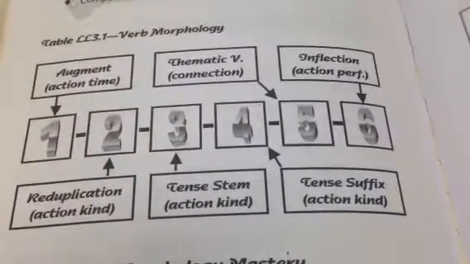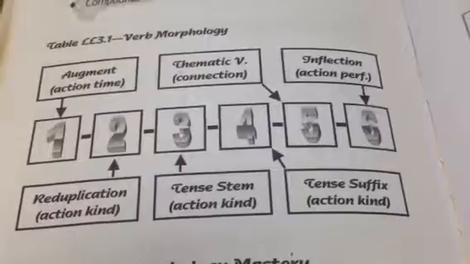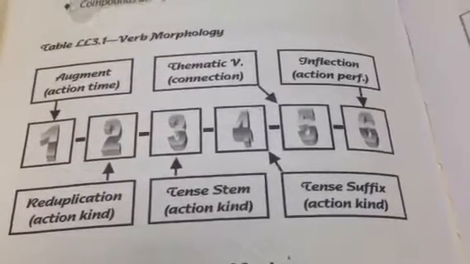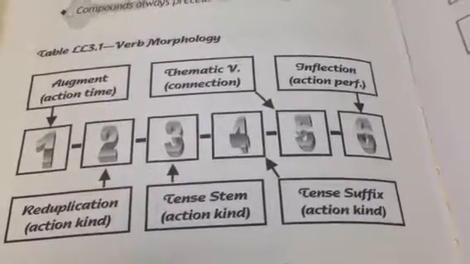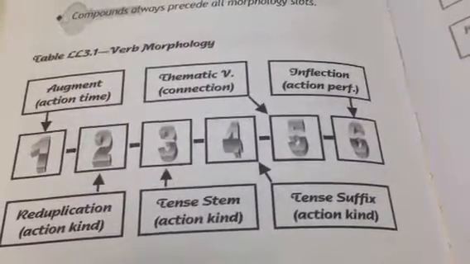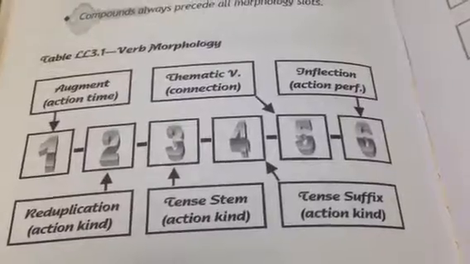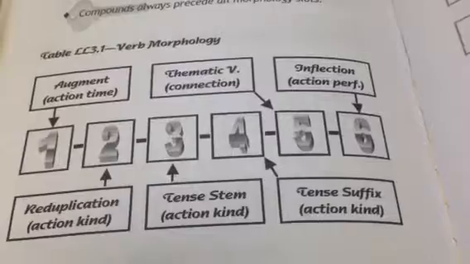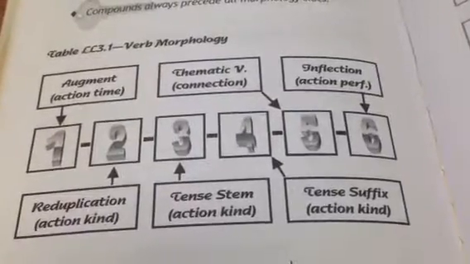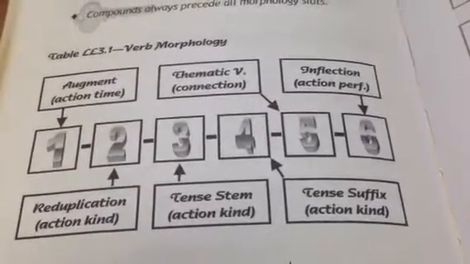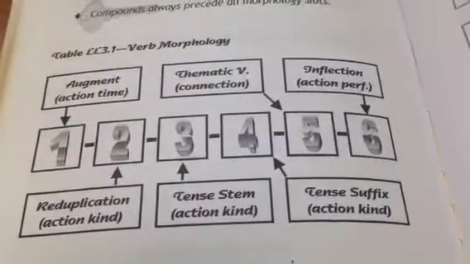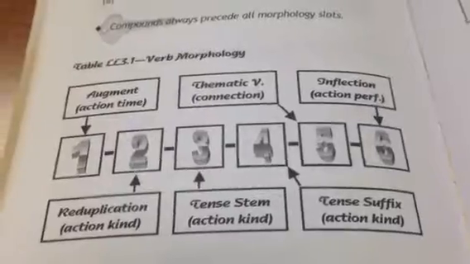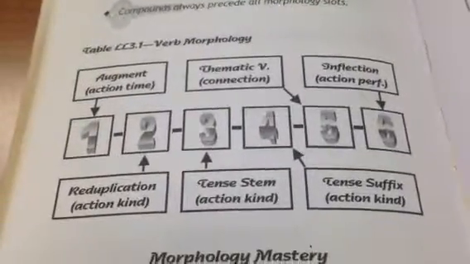Then box number 4, that will be a while as well. We will see this first in the future tense, but that's the tense suffix that also indicates action kind. That could be anything, like an extra consonant in there. And then box number 5 we've seen as well, because that's your thematic vowel, the connector part. And box number 6, another familiar one, that's the box that indicates inflection or the action performer, your person and number to be precise. So we have seen primary endings, and now we will see secondary endings.